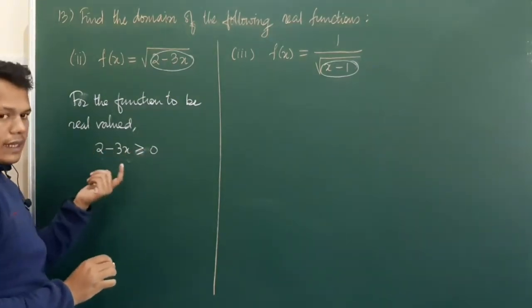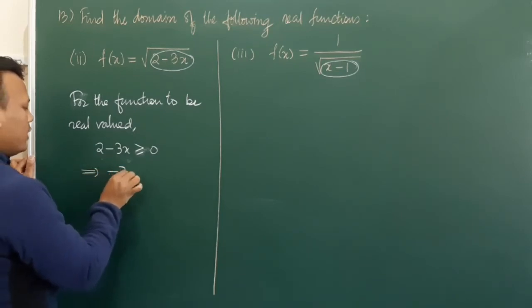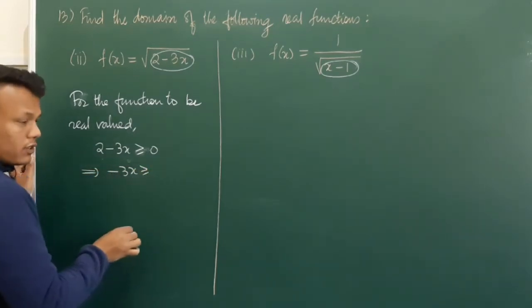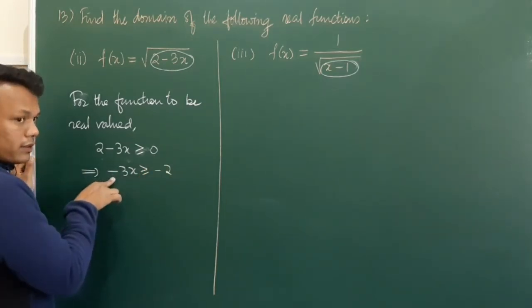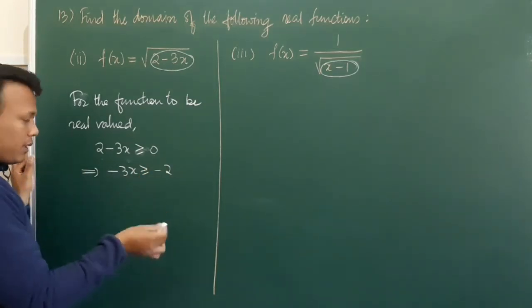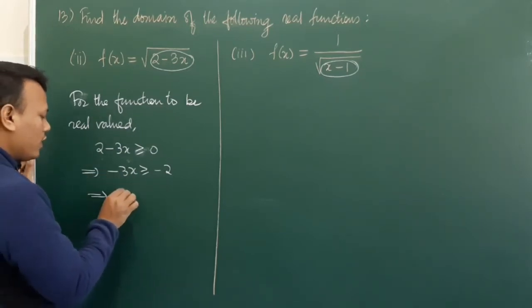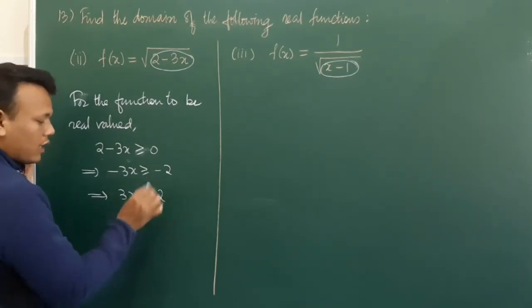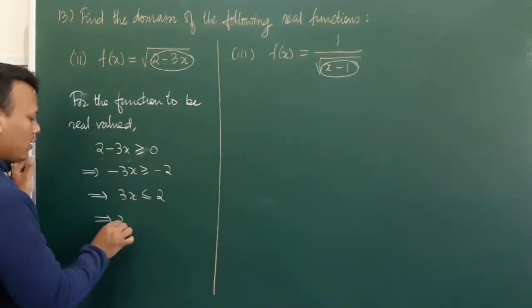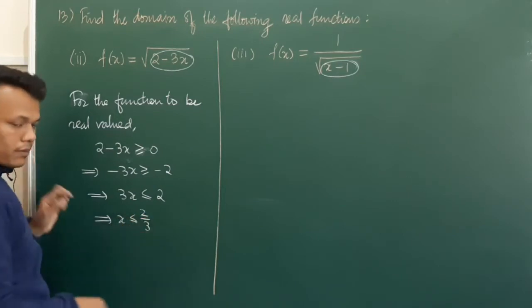From here let's calculate the value of x. We have minus 3x greater than or equal to minus 2. In order to get rid of the minus sign, we need to multiply both sides by minus 1, and whenever we do that, the inequality sign reverses. So we get x is less than or equal to 2 by 3.